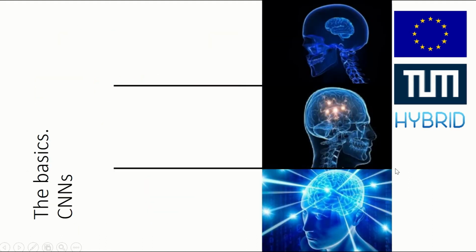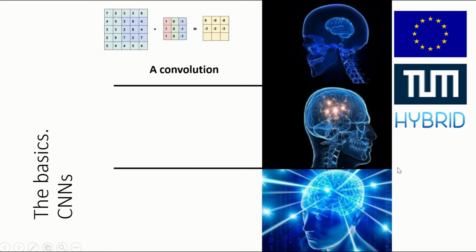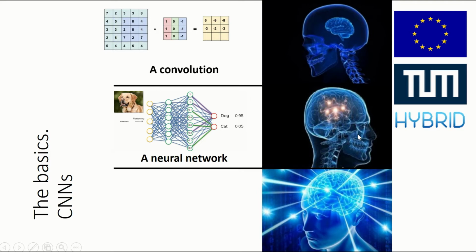So, convolutional neural networks. This is a convolution, as we already said. It's basically a matrix multiplication between a matrix and a kernel. This is a neural network. So you start, for instance, with an image. You flatten the image. You make it like a vector.